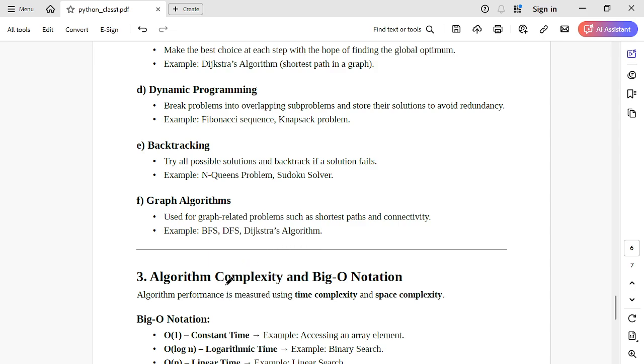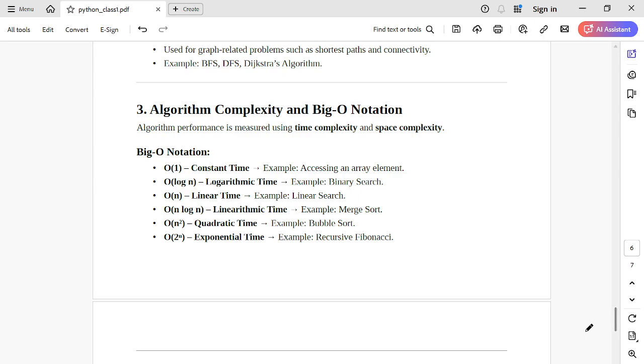Next, we will measure the complexity of an algorithm using big O notation. So algorithm performance is measured using time complexity and space complexity. The efficiency of the algorithm depends on these two factors, that is the time complexity and space complexity. So for time complexity, we use big O notation. Big O of 1 represents constant time. Example, accessing an array element. Big O of log n represents logarithmic time. Example, binary search. Big O of n, linear time.